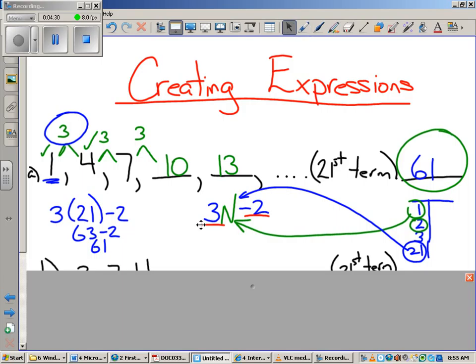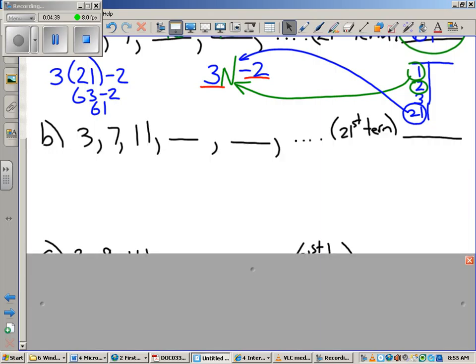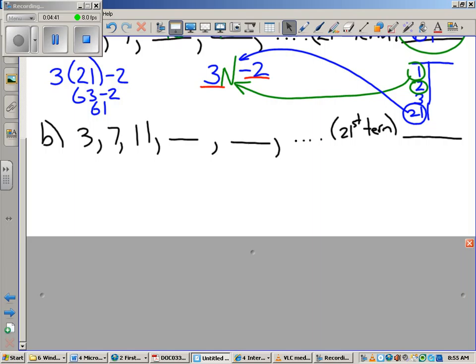Do not panic if you don't get it yet. We're going to do a few more, and we're going to practice it for at least a couple days in class. So here's our next example. Our next example is 3, 7, 11, and I'm going to just erase this above us so we can have room to write. So there's our set of data, 3, 7, 11, a couple of blanks. And remember, what we have to do first is figure out what the difference is in the data set.